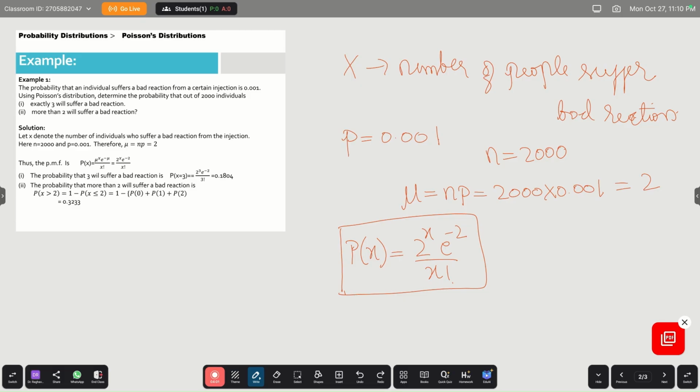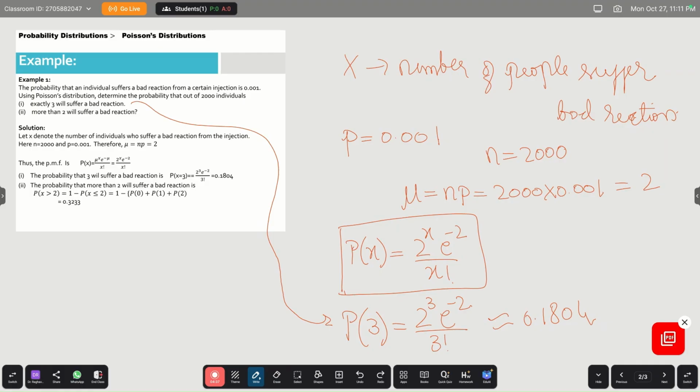Now the first question is exactly 3. Exactly 3 will suffer. That means I am calculating probability of x is equal to 3. I just have to replace x by 3. So it is 2 power 3 e power minus 2 divided by 3 factorial. And you calculate this, and the value will be 0.1804. That means out of 2000 people, the probability that exactly 3 people will suffer is almost 18%.